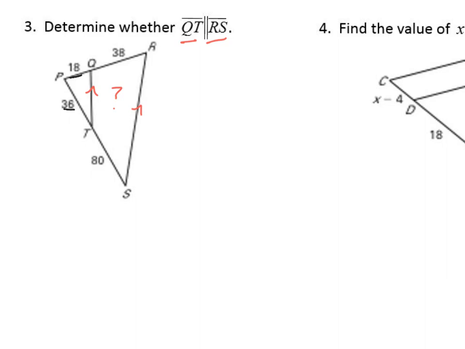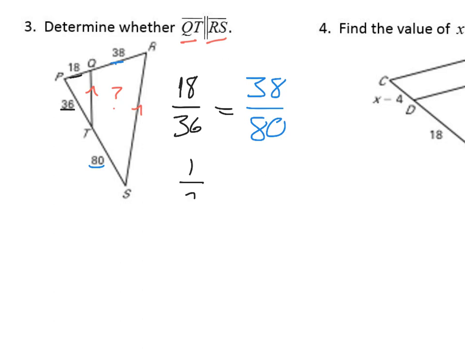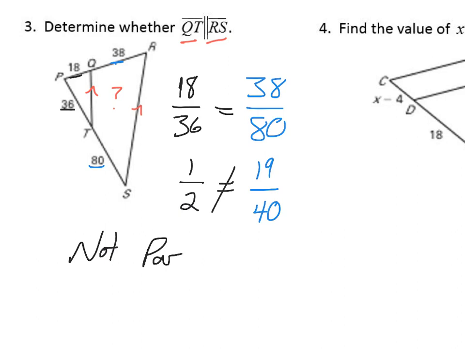So I'm going to set up my proportion then. So we have 18 to 36, and this proportion should be equal to 38 over 80. Well, as soon as I go down to reduce these, it looks like I end up with 1 over 2, and on the other side I end up with 19 over 40, which is close to a half, but the problem is it's not a half. All right, because these are not proportionate, I know that they are not parallel.